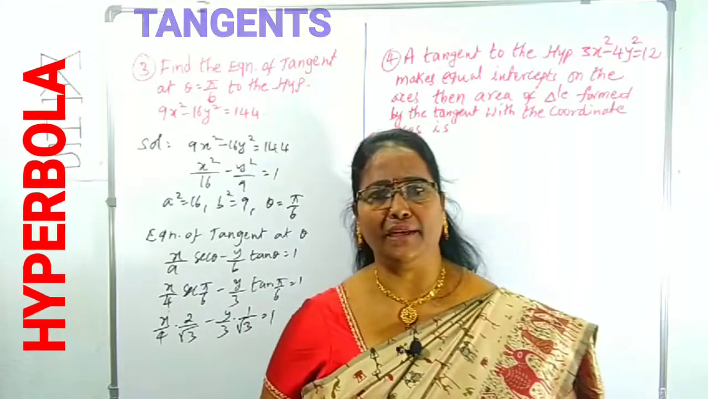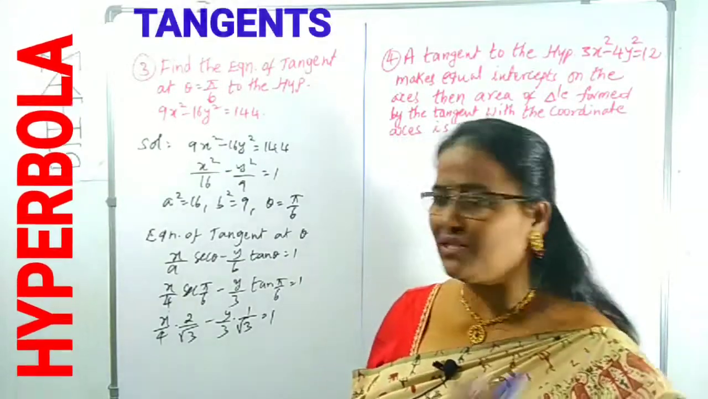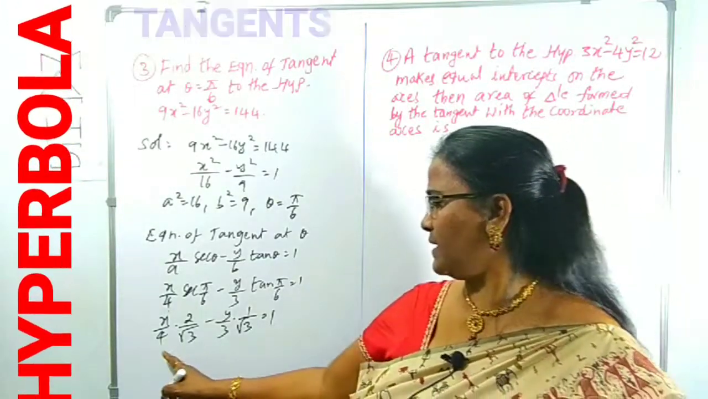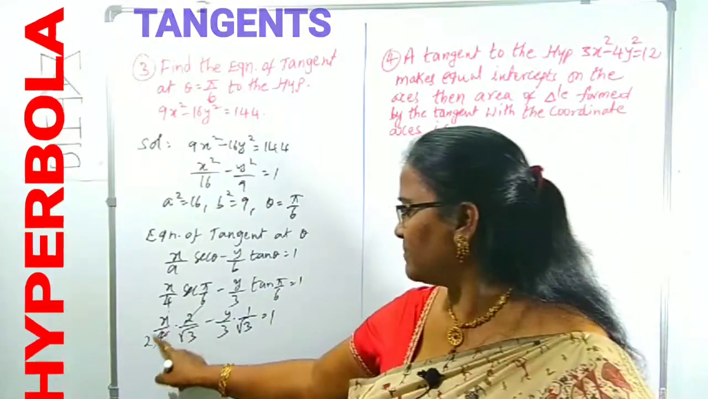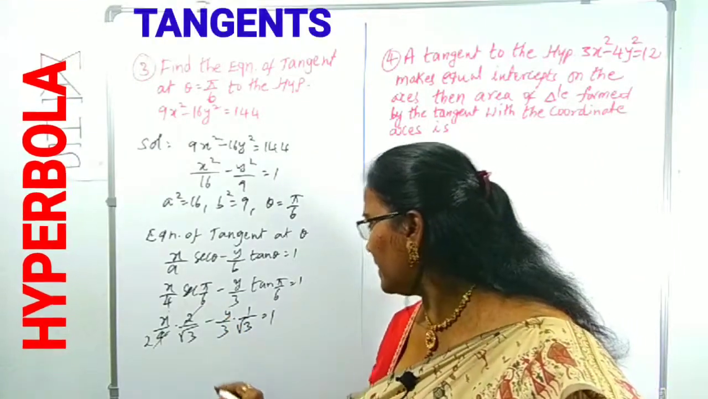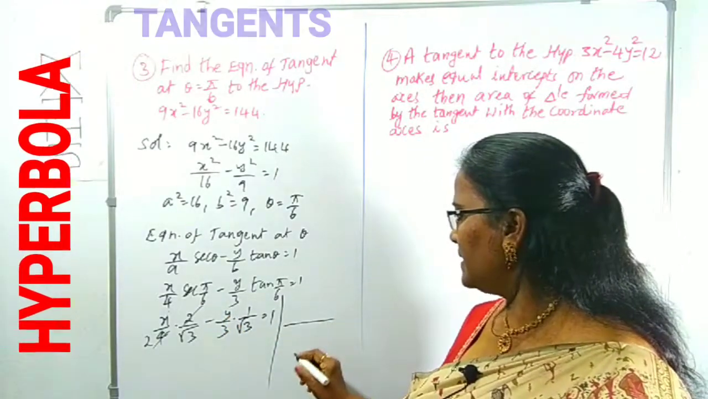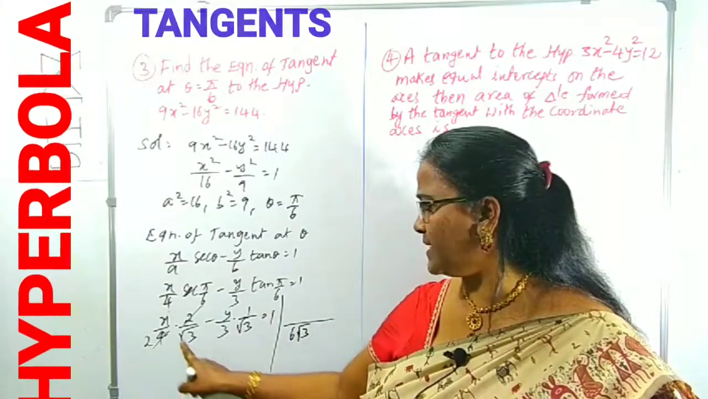Pi by 6 is in radians, pi by 6 is equals to 30 degrees. Like that also we can recollect. Now the 2 cancels here. It will be x by 2 root 3 minus y by 3 root 3. What is the LCM? 6 root 3 is the LCM here, and 2 root 3 is there.